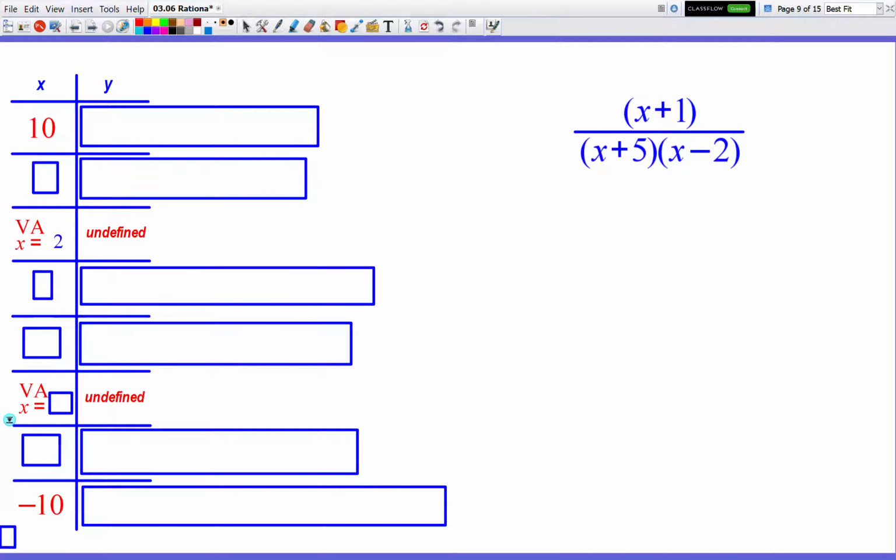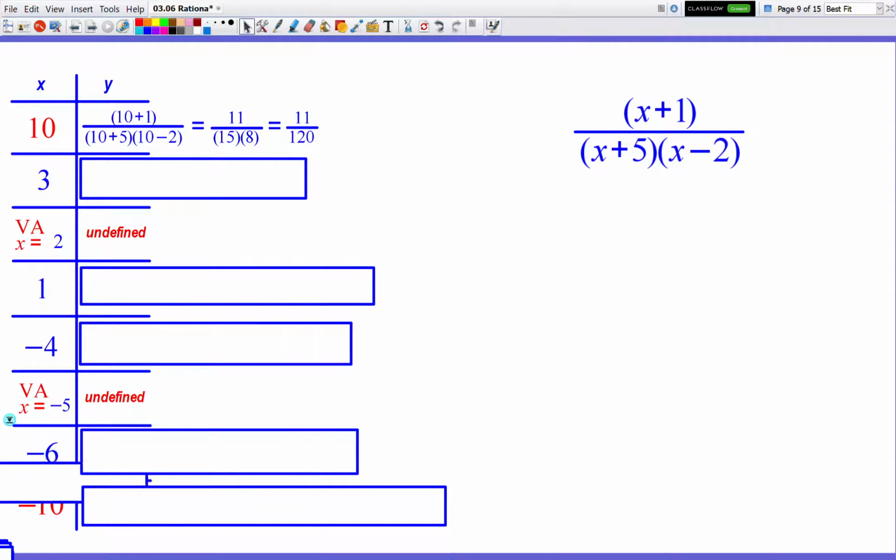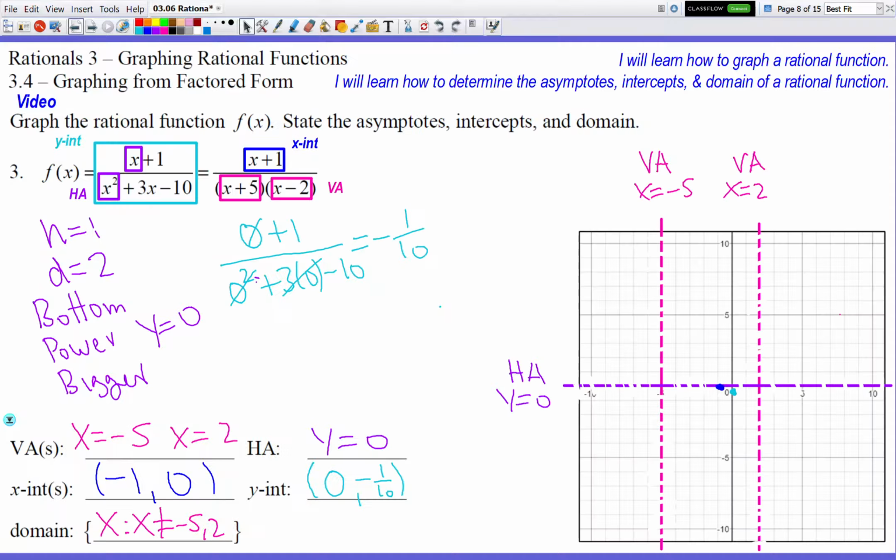So here are my 2 VAs, 2 and -5. My numbers that surround 2 are 3 and 1. My numbers that surround -5 are -4 and -6. Okay, so let's plug in the numbers. Let's plug in 10. When you plug in 10, you get 11/20. Let's plot this point, 10, 11/20.